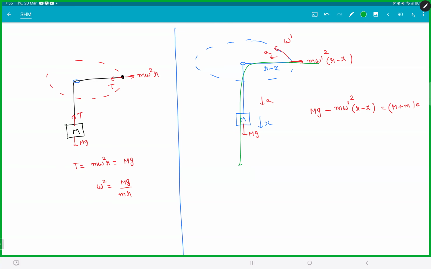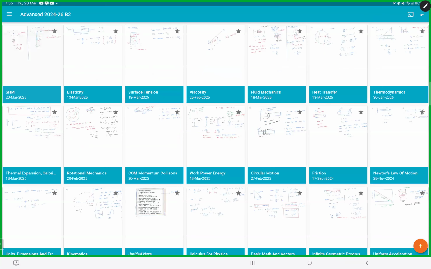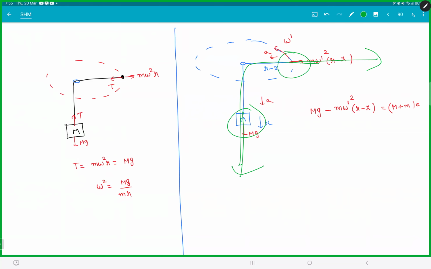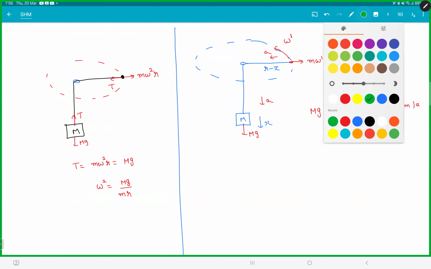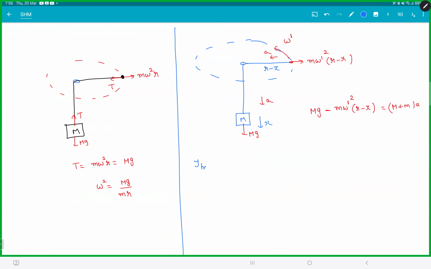So along the string, what are the forces? Mg is pulling down, centrifugal force is opposing you. The net force is total mass, that is M and small m, into acceleration. Is that equation clear? Next thing, torque about the hole is 0. Why? Tension is passing through the string.